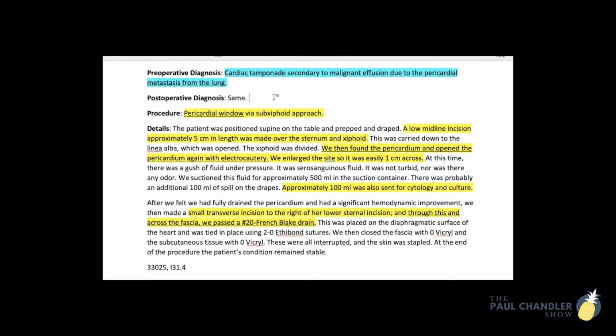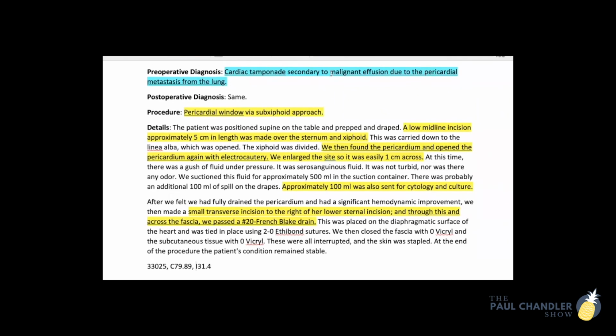So then regarding the heart, it's the secondary location, since it's from the lung. So malignant effusion due to the pericardial metastasis from the lung. So since it's from the lung, that would be the primary malignancy, and the heart would be the secondary malignancy, since the cancer spread from the lung to the heart for pericardial. So neoplasm, heart, and then secondary gives us C79.89.